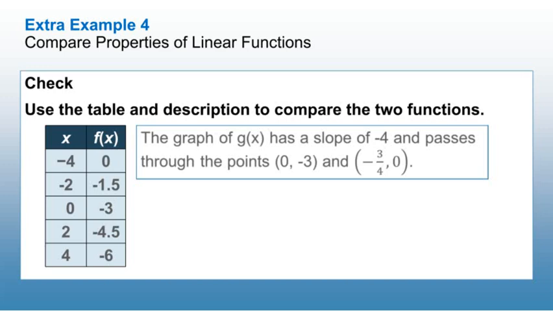G of x has a slope of -4, which just means the line is going down from left to right, and it goes through the point (0, -3), which is the y-intercept, and (-3/4, 0), which would be our x-intercept. Here's our y-intercept. We could find the slope, but let's just do the comparison with the x- and y-intercepts. So g of x has an x-intercept of -3/4, and f of x has -4.